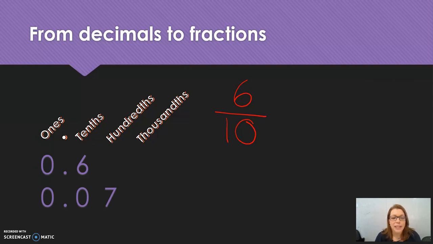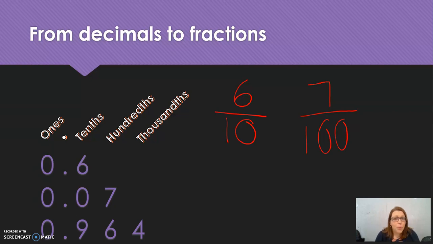We've got 0.07. The 7 is in the hundredths column, so what we're looking at here is 7 hundredths. A lot of people get a bit confused because the 7 is the only digit that they can see. What we need to focus on is the place value column of that digit, and in this case it is in the hundredths column, so we are looking at 7 hundredths.